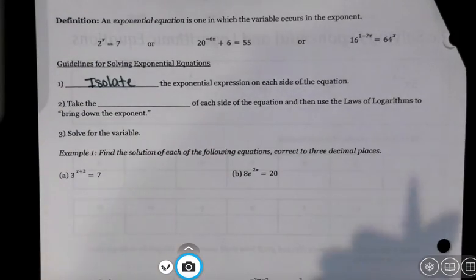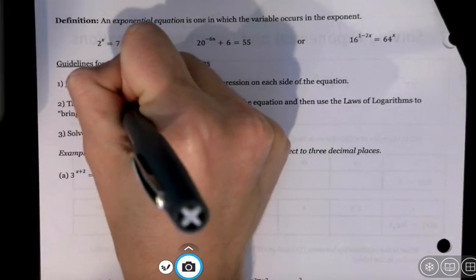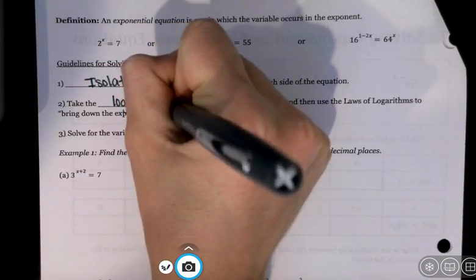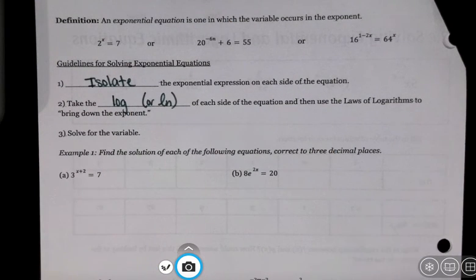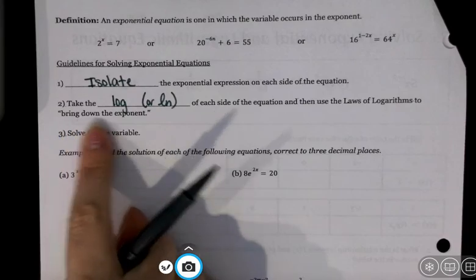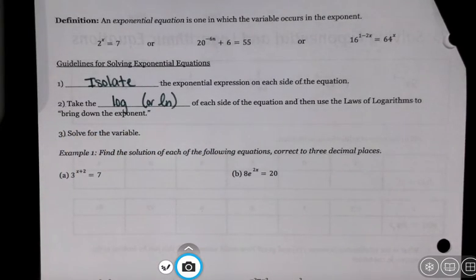So then for step 2, we want to take the log or natural log of each side of the equation. And the reason we're doing that is because we know that a log is the inverse of an exponential, and if our variable is in the exponent, it's an exponential, and so we want to undo that and then use our laws of logarithms to bring down our exponent, and then we can go ahead and solve.